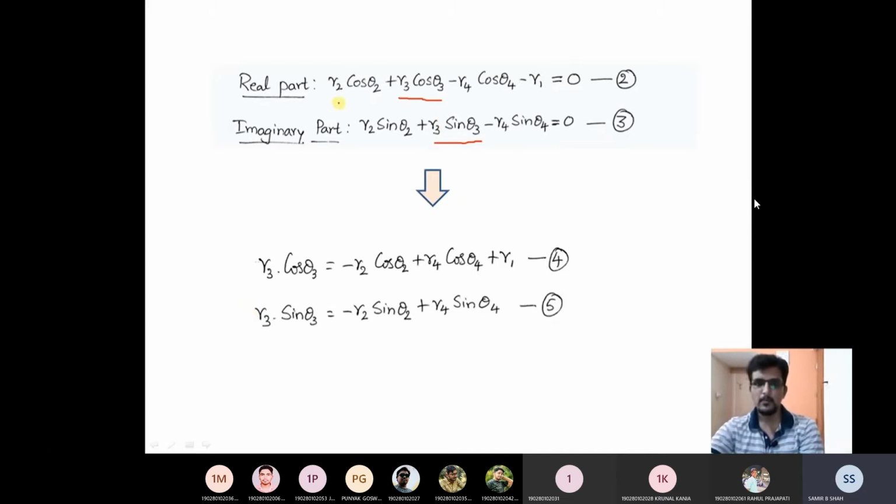So there has been a sign change. Plus r2 cos theta 2 has become minus r2 cos theta 2, minus r4 cos theta 4 has become plus r4 cos theta 4, minus r1 has become plus r1. Similarly, equation 2 has become equation 4, equation 3 has been converted into equation 5. What is the next step?